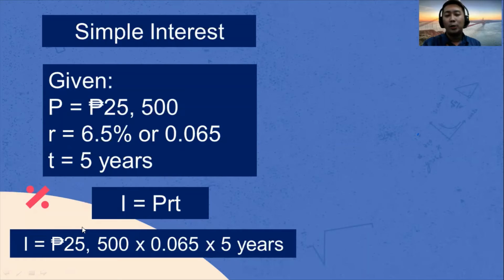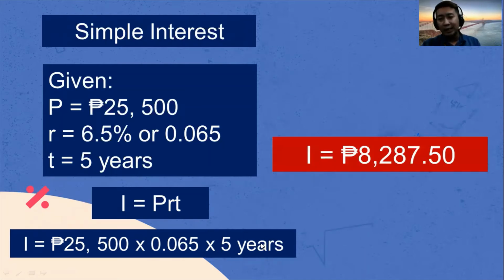I is equal to 25,500 pesos multiplied by 0.065, which is the rate, multiplied by 5 years, which is the time. The answer is 8,287.50. That is the amount of interest to be paid. On the given problem, if you borrowed 25,500 pesos with a rate of interest which is 0.065 or 6.5% to be paid in 5 years, the amount of interest that you are going to pay is 8,287.50.